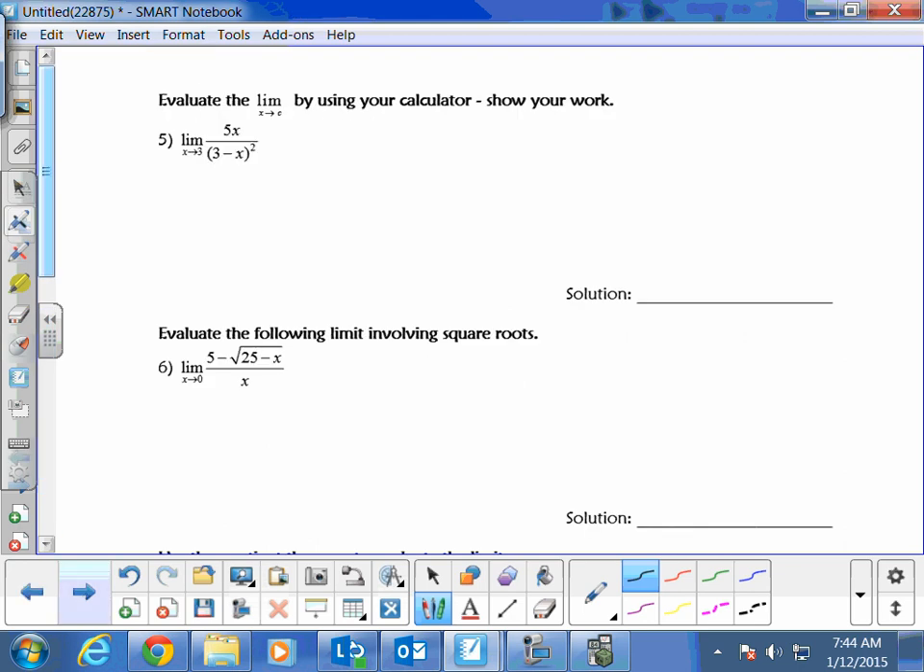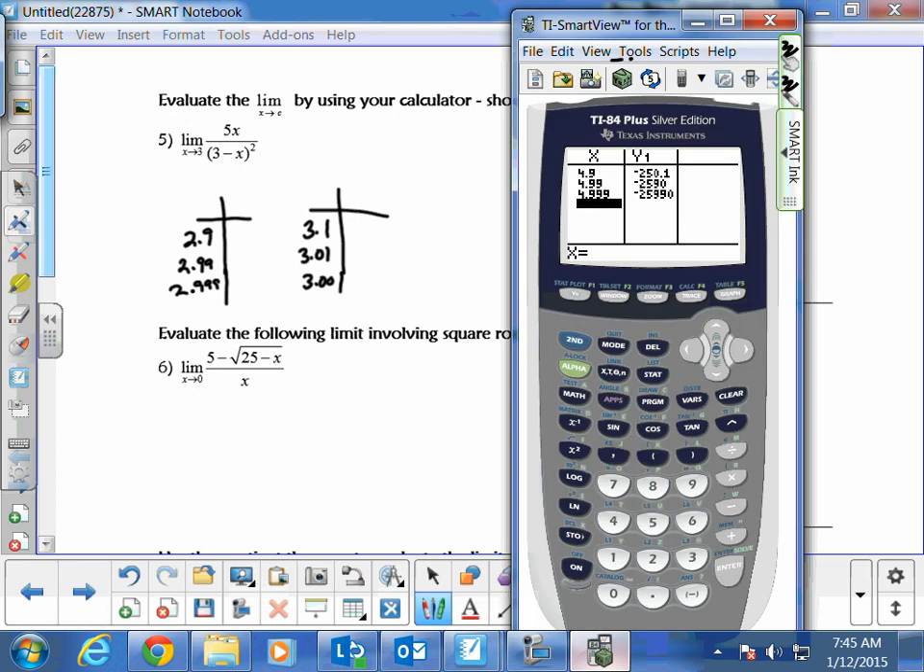Now, this one wants you to evaluate using your calculator. Same thing, we're going to have to evaluate from the left side and from the right side. Since I'm going to 3, I'm going to use the values 2.9, 2.99, 2.9999. And then from the right side, 3.1, 3.01, 3.001. I'm going to bring up my calculator again.